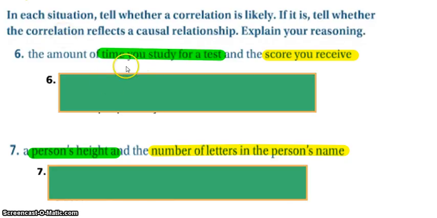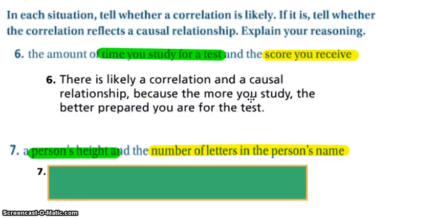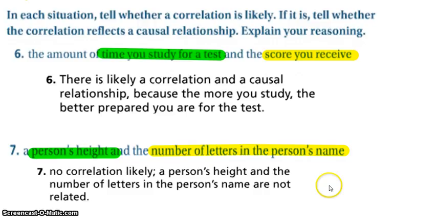We see the amount of time that we would study for a test and the score that we receive. Well, if I study for more time, I would assume I would receive a higher score, so that would be a likely positive correlation, and it would be causal because the time you spent studying causes your higher score. Now we look at a person's height and the number of letters in that person's name. Well, we know that names are given way before we know how tall you're going to be, so there is no correlation and it would not be causal. There's no relationship there whatsoever.